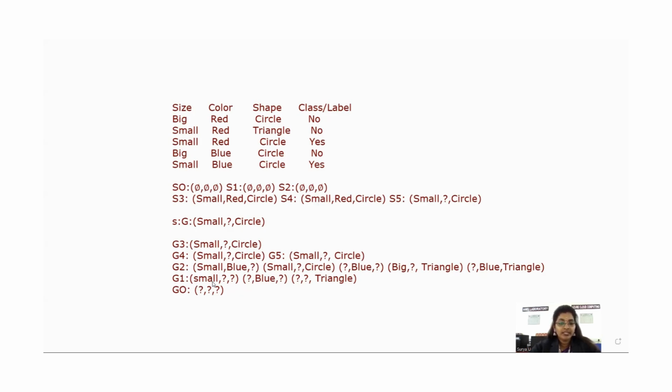Now I'm going to G1 and I'm going to write the G1 value. Already I said, whatever the value is, just write the opposite value of that value. Let us take the first example. Here it is big, so I'm writing small and making the other two question marks. The same way, for the second one, I'm making this blue color and the other two are question marks. And the next one, the same way, it is a triangle and the other two are question marks. This is my G1. Now I'll move on to the next example.